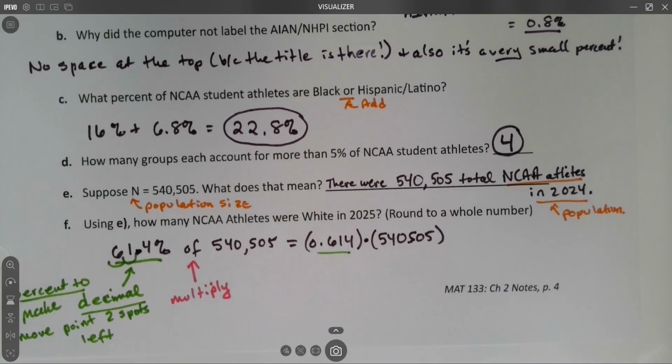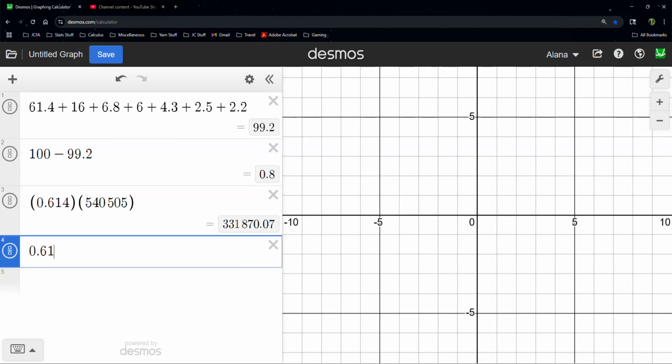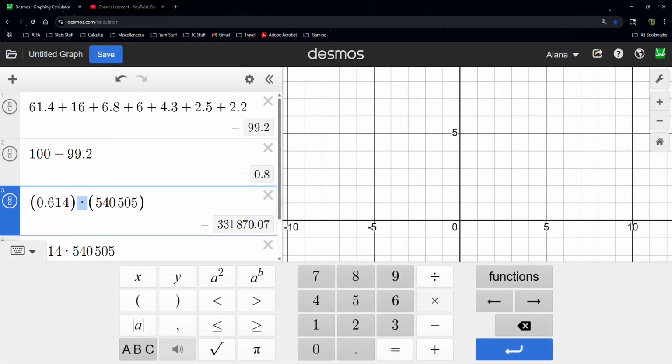All right, so let's see here. If I go to Desmos, I can do this with parentheses, 0.614 parentheses 540,505, or I could take 0.614 times 540505, or both. It doesn't really matter. Either use this dot to represent multiplication or parentheses, or you could put a dot in between them. That's also fine. The dot, by the way, I'm getting from above the 8. Above your 8 on your keyboard, there's a little star, and that's the multiplication. You can also pull up the keypad, and it's right there. It looks like an X, but it's not an X. It's multiply right there. It'll look like a dot when you put it in there.